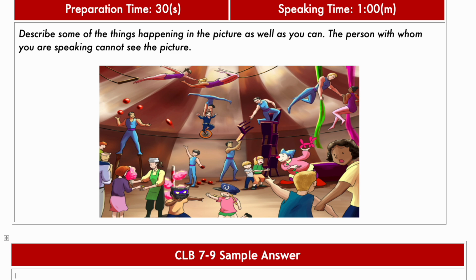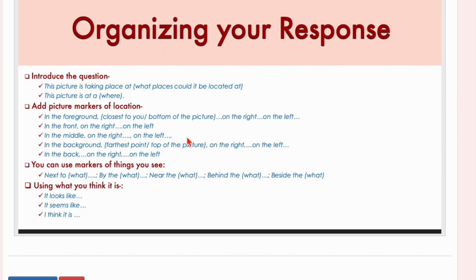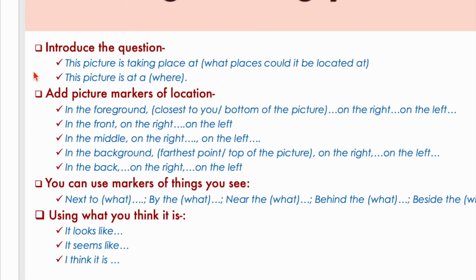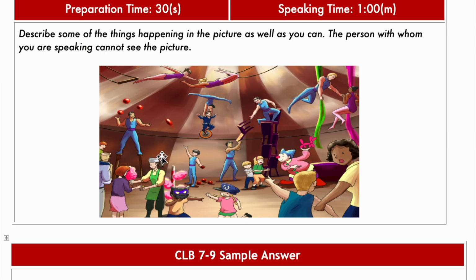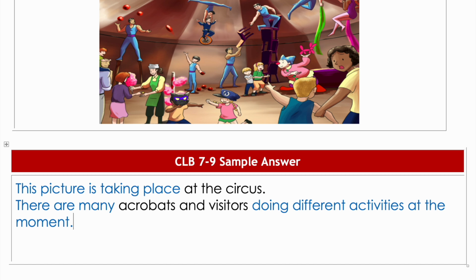Don't forget that I am following the guide that we have in our CELPIP library. We introduce the question, and I'll be following these structures. So let's introduce the question. This picture is taking place at the circus. Or we can say at a circus tent, inside a circus tent, but at the circus is not so important. There are many acrobats and visitors doing different activities at the moment. This one is also just a structured sentence. Don't forget that the structured sentences are in blue.